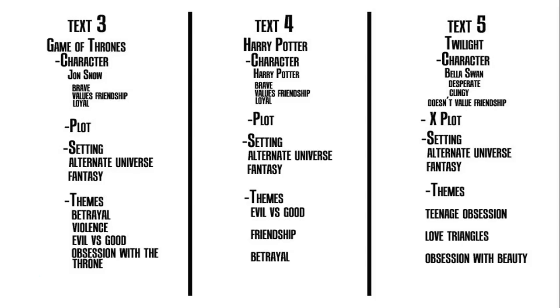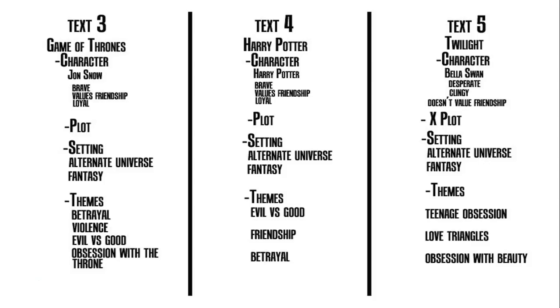All right, let's move on. So this is the breakdown of the text. You have text 3, 4, and 5. Text 3 is Game of Thrones. Text 4 is Harry Potter. Text 5 was about Twilight. And I have already listed down the main points that you can find in each text. One of the main points that I could find was character. And you can see that in all 3 texts. You'll see character under Game of Thrones, text 3. You'll see character under Harry Potter, text 4. You'll see character under Twilight, text 5.